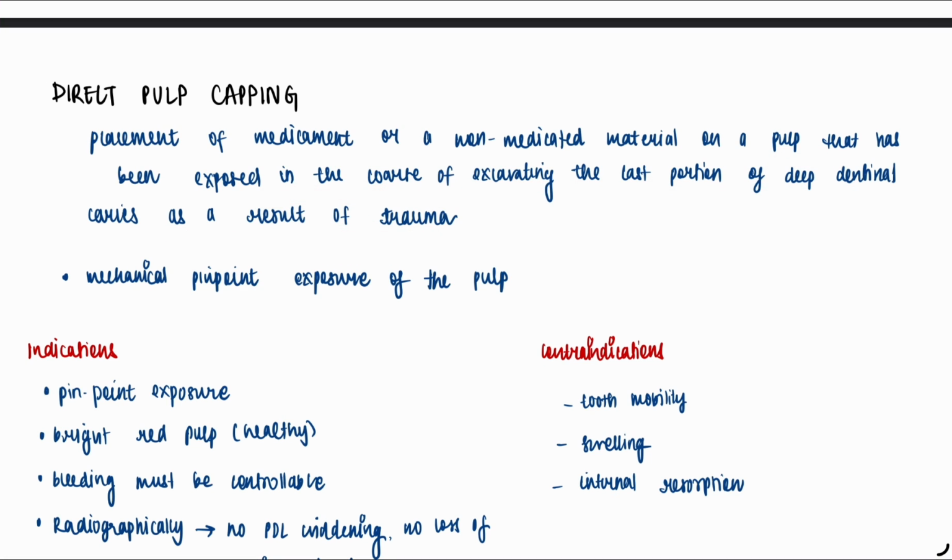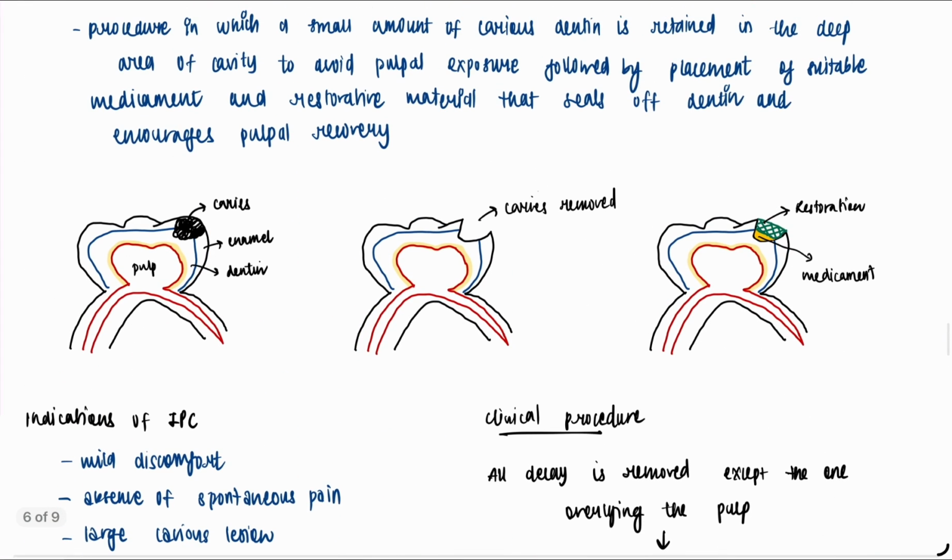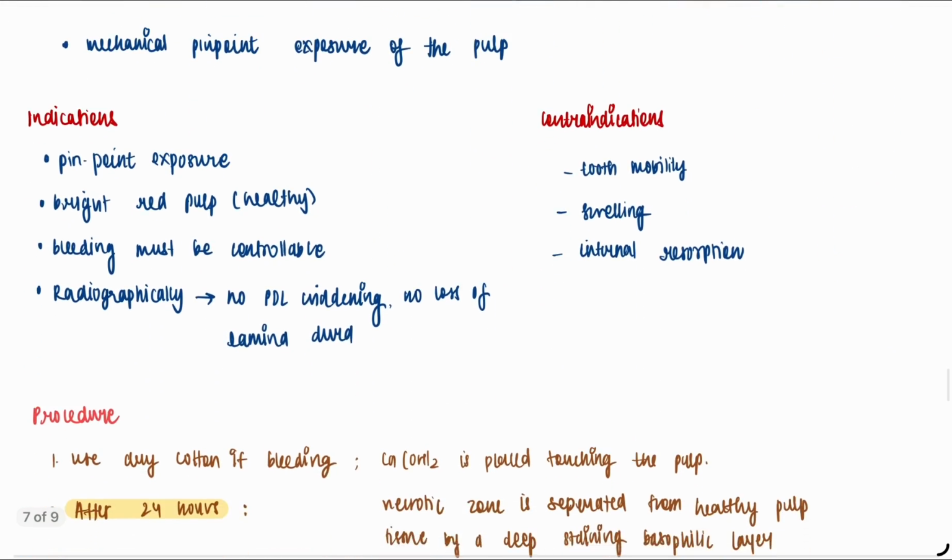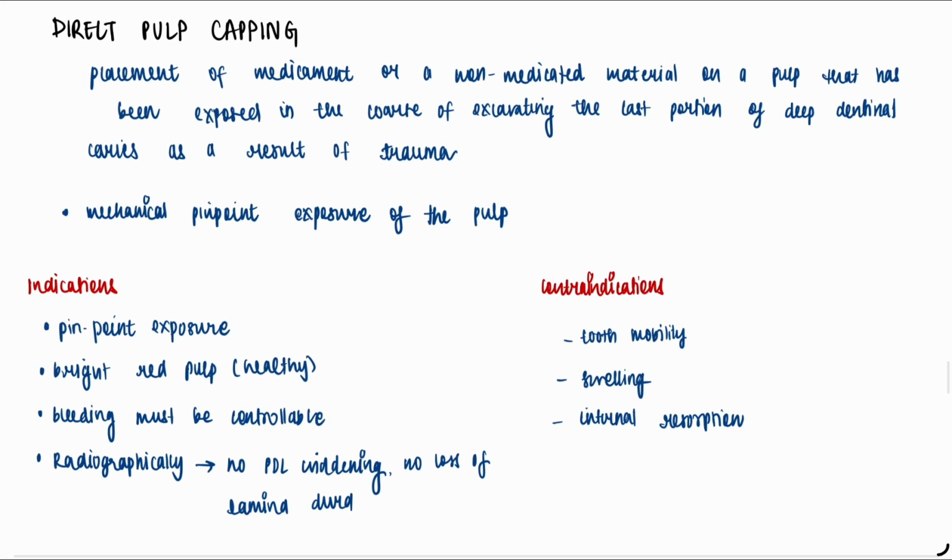In direct pulp capping, mainly what happens is that when you are removing the caries, while removing it, it becomes so deep that there is exposure of the pulp. So here what they do is they directly apply the medicament on top of the pulpal exposure. There is a mechanical pinpoint pulpal exposure.